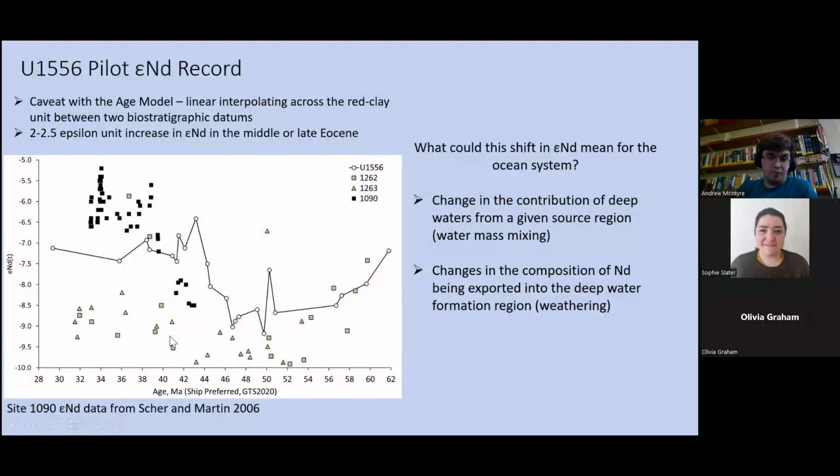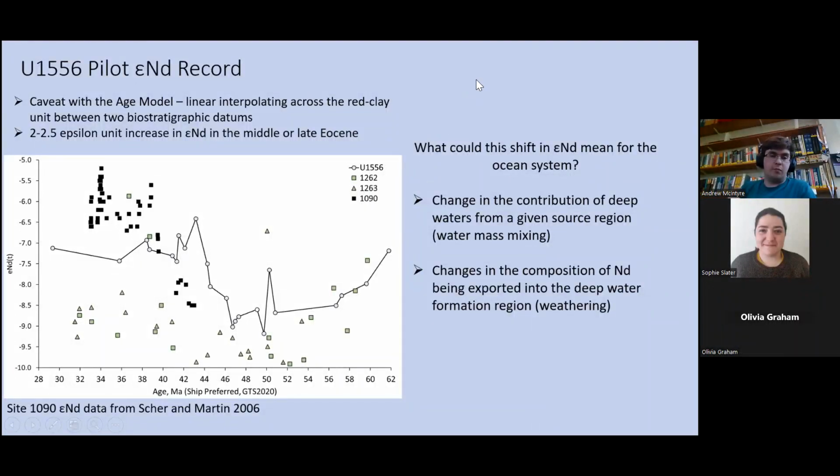And I also plot on this record some data from 1090, which is the Agulhas Ridge, so South Atlantic, almost a Southern Ocean signal. And what we see in this record is a very similar kind of trend, this increase in neodymium values to around -7, -6 composition. So maybe there's a small hiatus here, and maybe we're seeing the same event at 1556 as we're seeing at 1090.